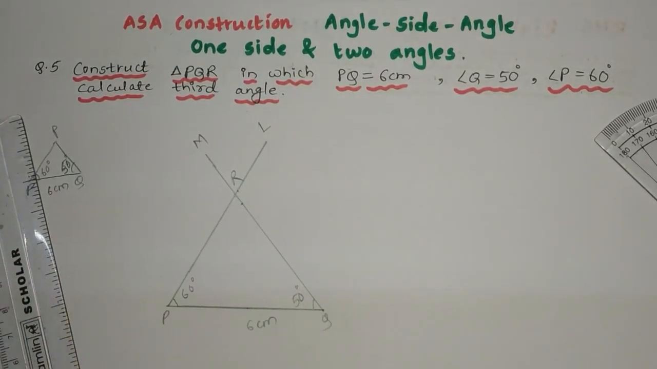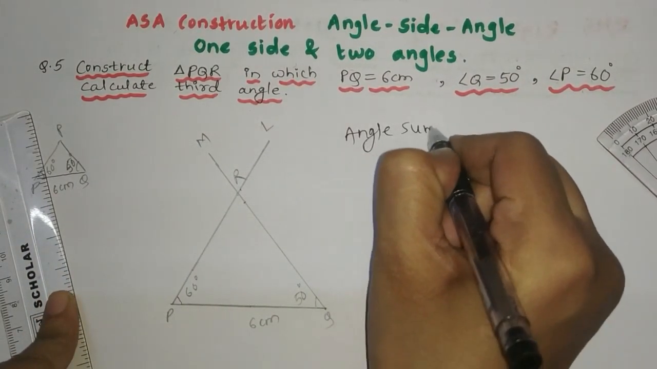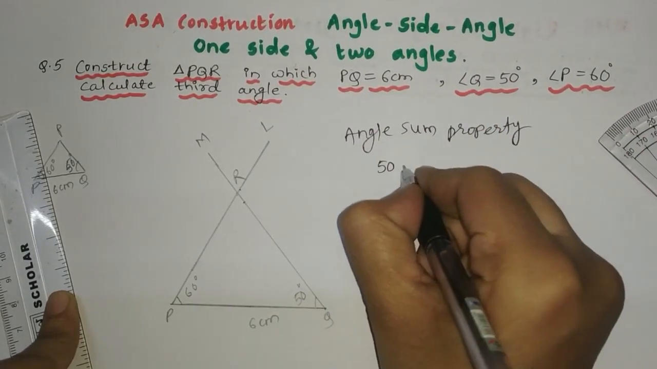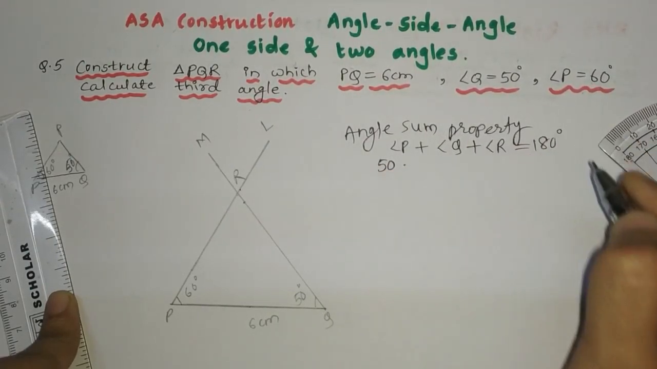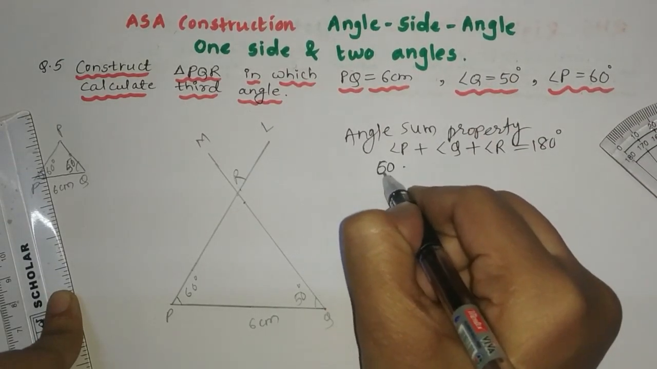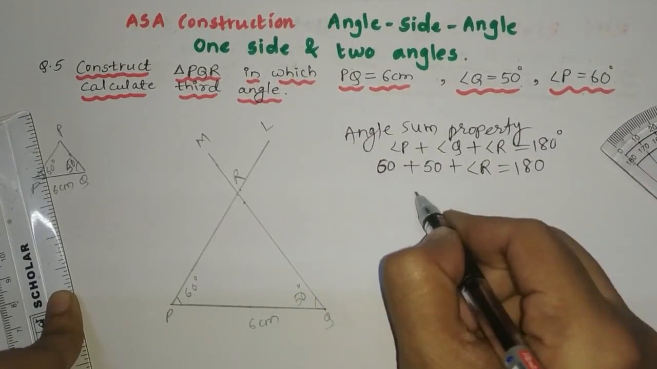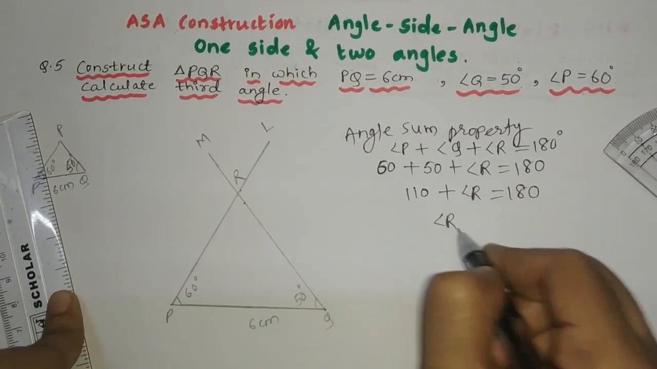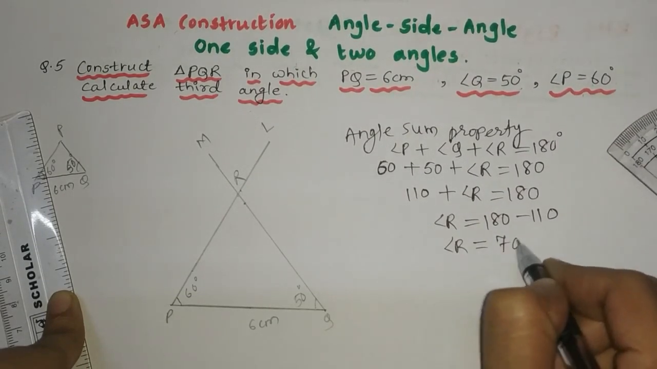So what we have to do, we have to calculate the third angle. So we know the angle sum property. Angle sum property in a triangle says that the sum of three angles, angle P plus angle Q plus angle R, is going to be 180 degree. So angle P is 60 degree, then angle Q is 50 degree. Angle R we will calculate. So here we will get 110 plus angle R, which is equal to 180. So angle R is equal to 180 minus 110, which is equal to 70 degree.